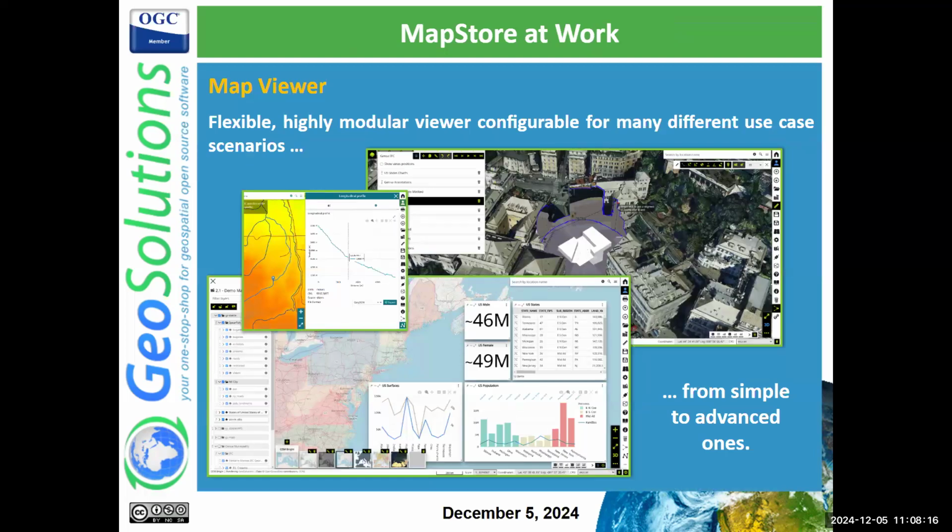The resources offered by MapStore are many. The map viewer is certainly one of the main ones. It provides a flexible and modular map visualization system that can cover many different cases, starting from simple and minimal maps embedded in a portal to advanced viewers for analyzing and managing complex mapping scenarios, for example.